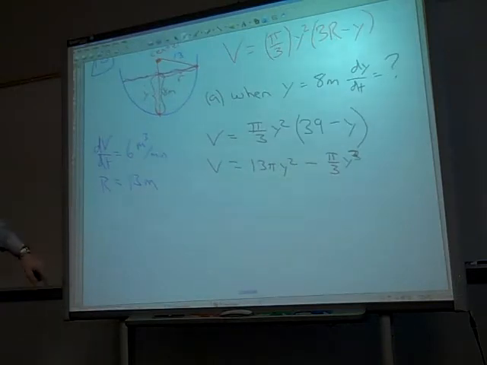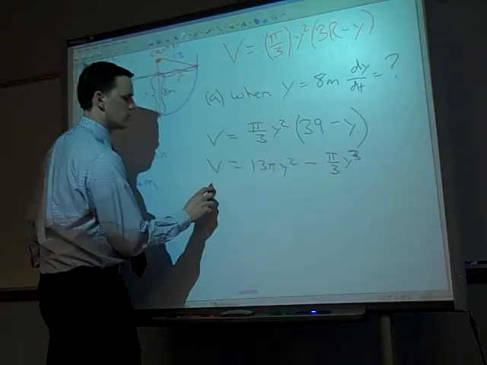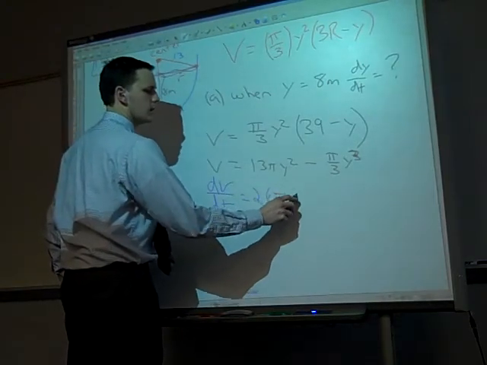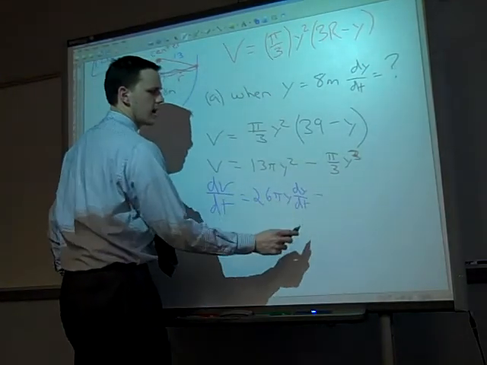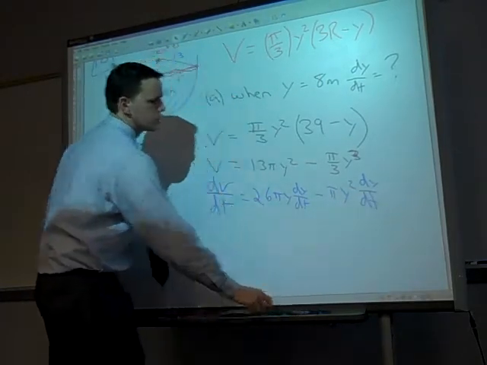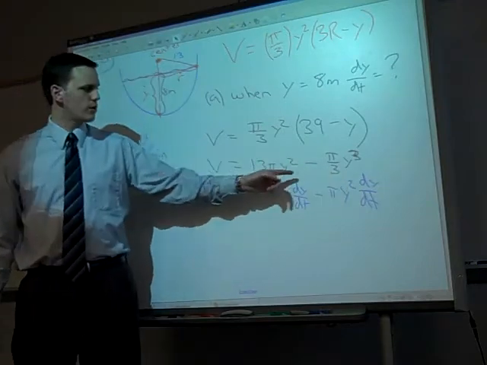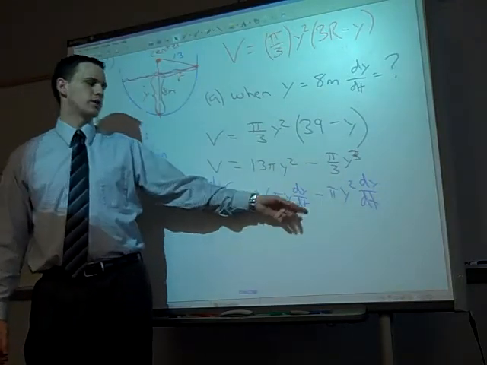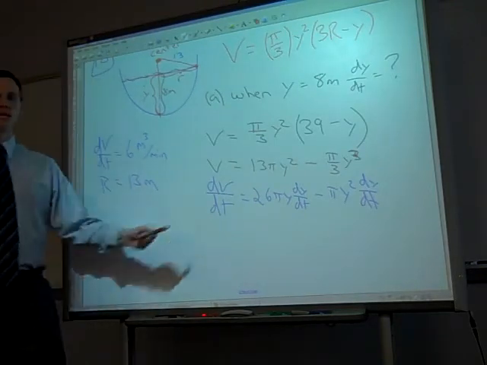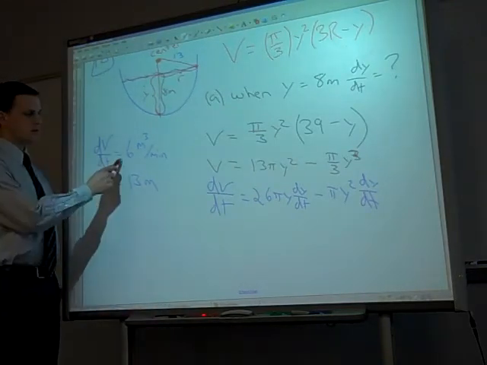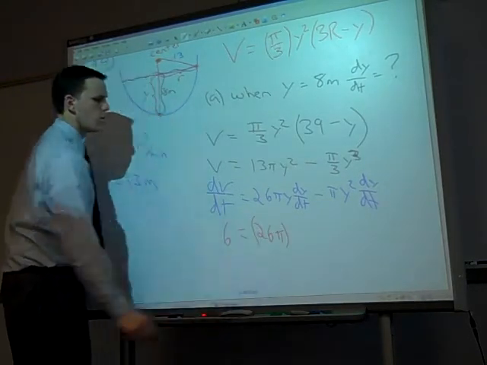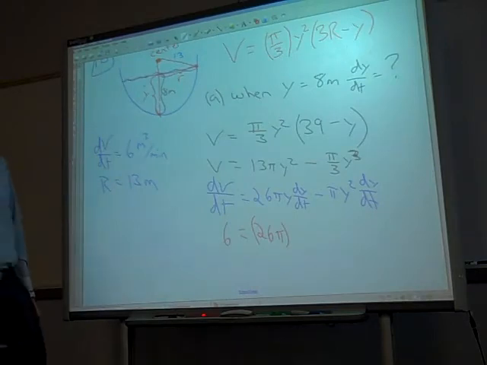So we're going to differentiate. So we're going to find dV/dt. So dV/dt equals 26 pi y dy/dt minus pi y squared dy/dt. So I use implicit differentiation. We use the chain rule. Well, that's what implicit differentiation is doing. And now we just plug things in. What's dV/dt? dV/dt is 6. It's 26 pi. What is y? 8.